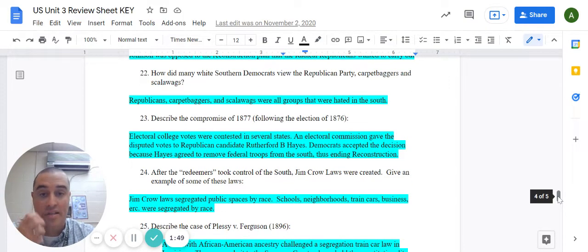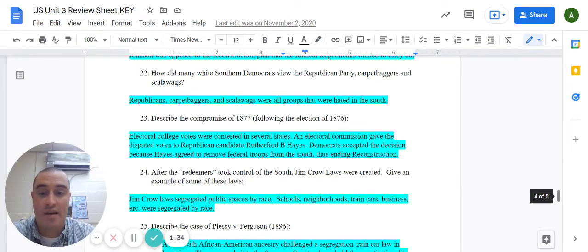22, how did many white Southern Democrats view the Republican Party? Carpetbaggers and scalawags. All three of these groups were widely hated in the South, again, especially by white Southerners who resented the fact that newly freed African Americans had political power.